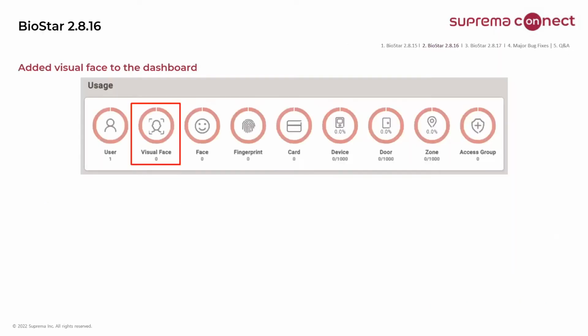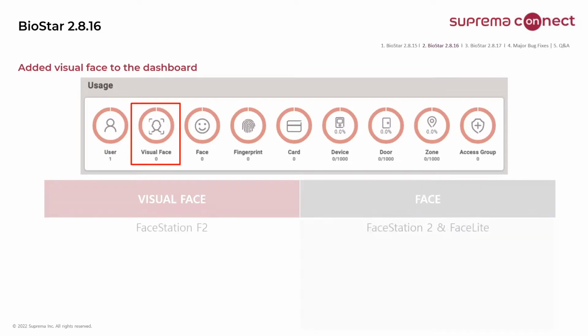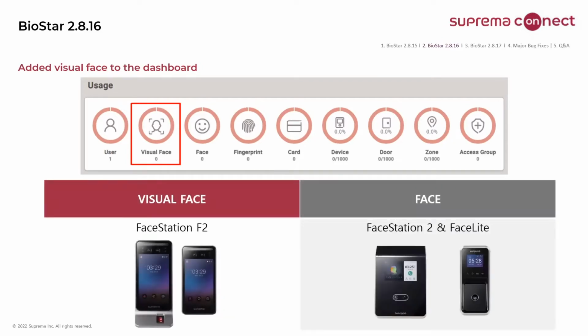First, as shown in the red box, a count for visual face has been added to the dashboard since BioStar 2.8.16. By the way, if you look at the screen, there are two face items, visual face and face. Please pay attention. Visual face is the credential used by the Face Station F2 device, which is different from the face credential used by Face Station 2 and Face Lite.